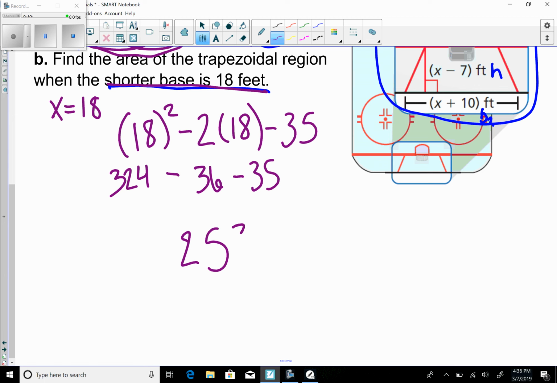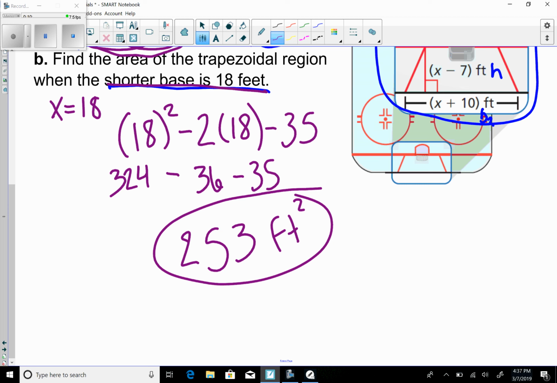So 253 feet, and this one actually is squared. I'm just going to erase that. Okay, 253 feet squared.